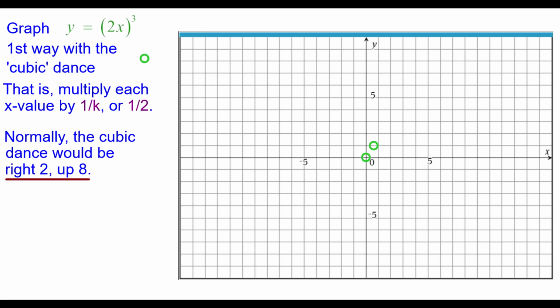Right 2, up 8 is the next step in the cubic dance, but for us it's going to be right 1, up 8. 1/2 of 2 is 1. See if you can get two other points to the left of the origin. Press pause and resume when you're ready.